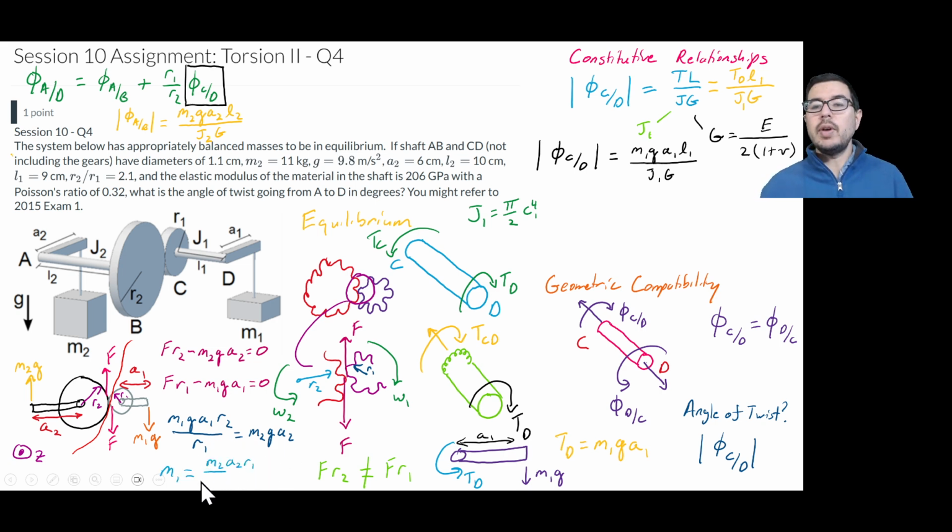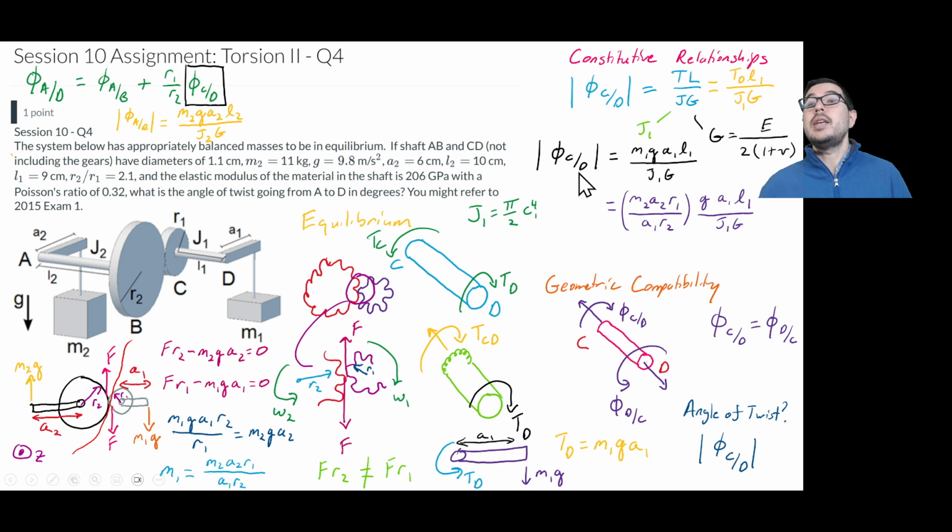And we can finally define M1. M1 is going to be equal to M2GA2 times R1 divided by quantity A1R2. So once we've defined our quantity M1, we can substitute it over here. And we get M2A2R1 over A1R2 times this GA1L1 over J1G, just like you see there.